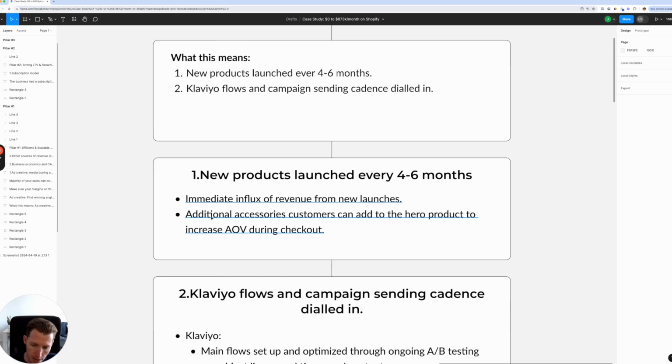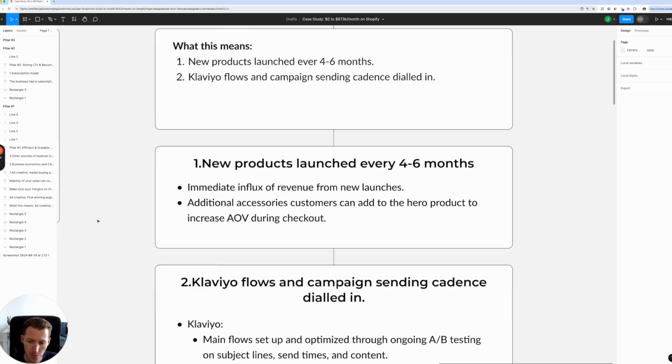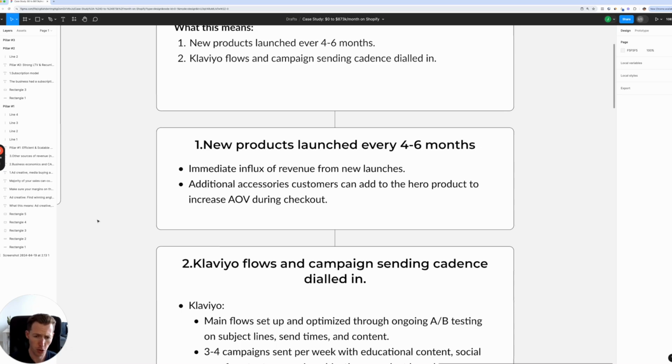And secondly, the additional accessories that customers can add on to the hero product allow us to increase AOV during checkout. So this is not just something for increasing AOV and increasing revenue from your existing customer base and your existing email list. It's also the new customers that are coming in from our ads. Now we can test different upsell strategies and offers throughout the purchase process with these additional accessory products. And that being said, if you're launching another product that could become an additional hero product, it allows you to do that as well.